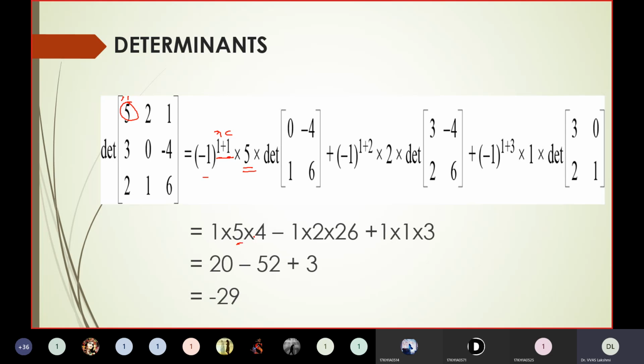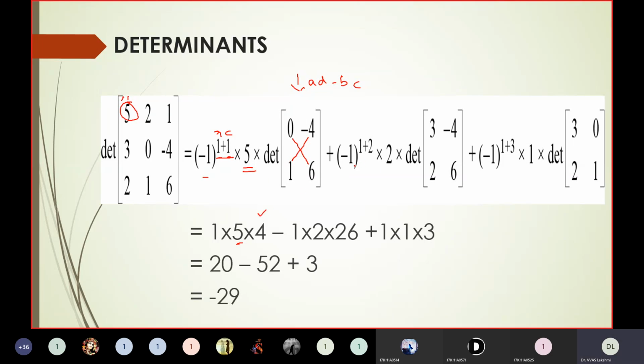So here 5 into, whenever we are going to calculate for this row, this column, all the row and column will be eliminated. So the remaining values are 0, minus 4, 1 and 6. Here we are going to apply the formula AD minus BC. So here 0 into 6, 0, minus 4 into 1, that is plus 4. This is the value of 4.